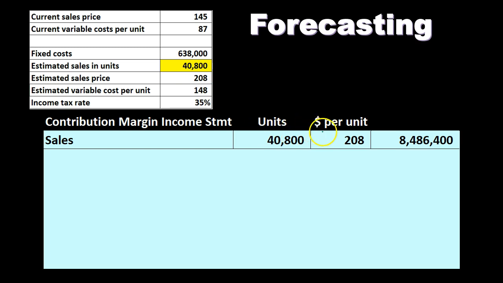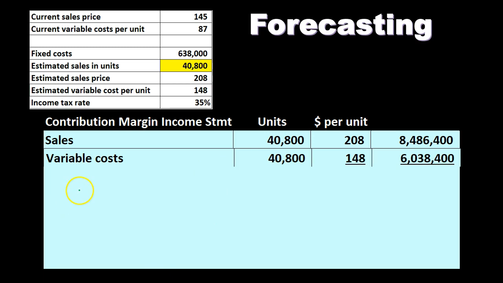We're going to sell them for $208, so 208 per unit. 40,800 times 208 is going to give us 8,486,400. Next, we're going to have the variable costs. So again, we're going to take the same 40,800 units, multiply that times the variable cost per unit. And again, we're going to know that because we're breaking that out in our CVP analysis. And we're going to say that the variable cost per unit are the 148. If we multiply the 40,800 times the 148, we get the 6,038,400.